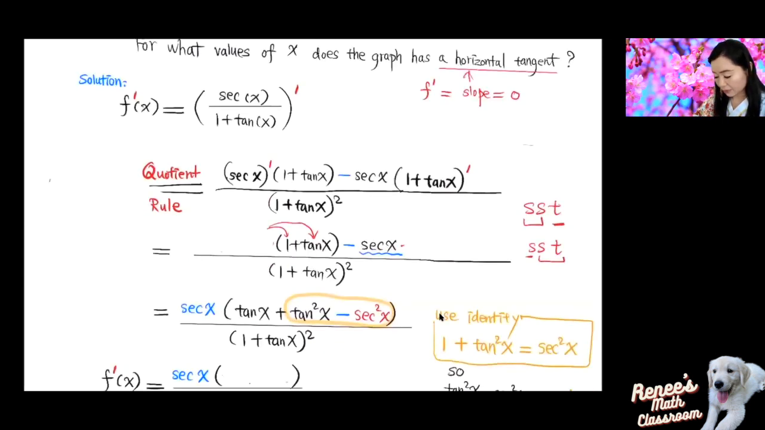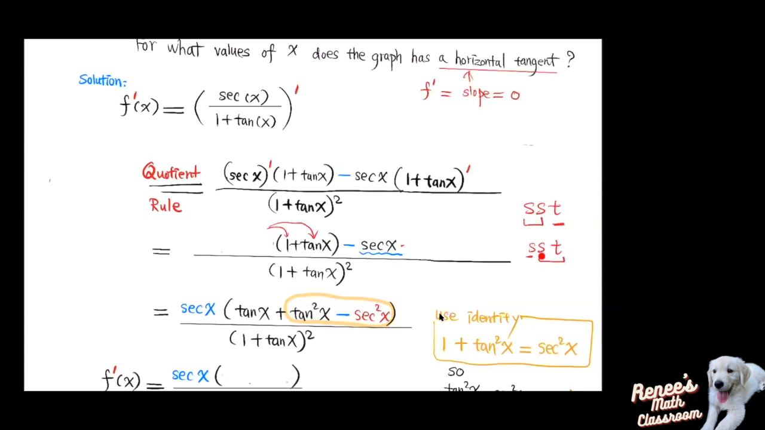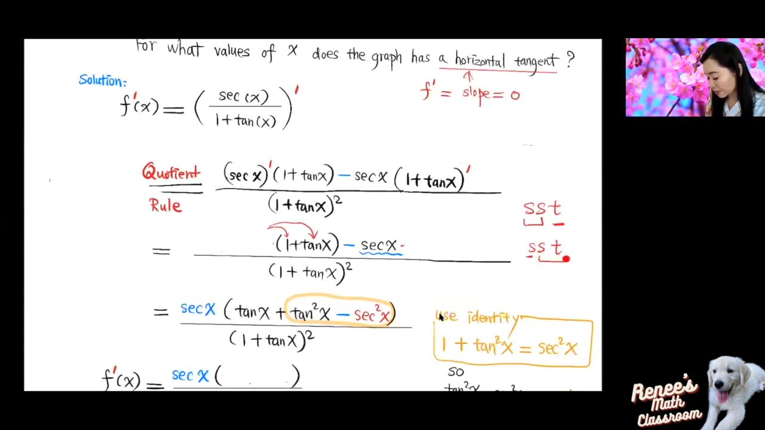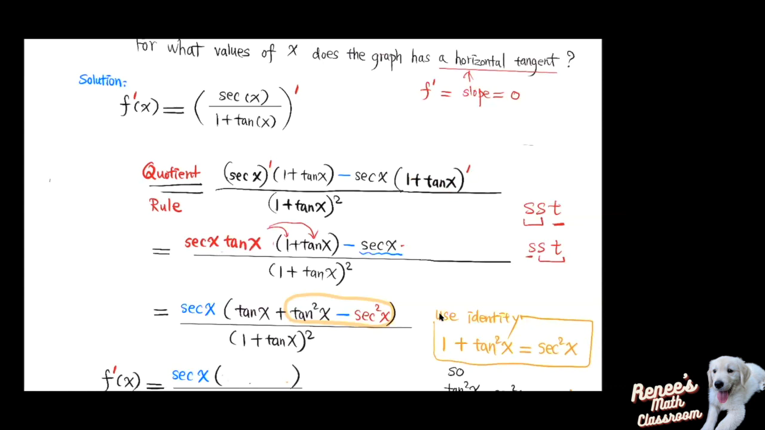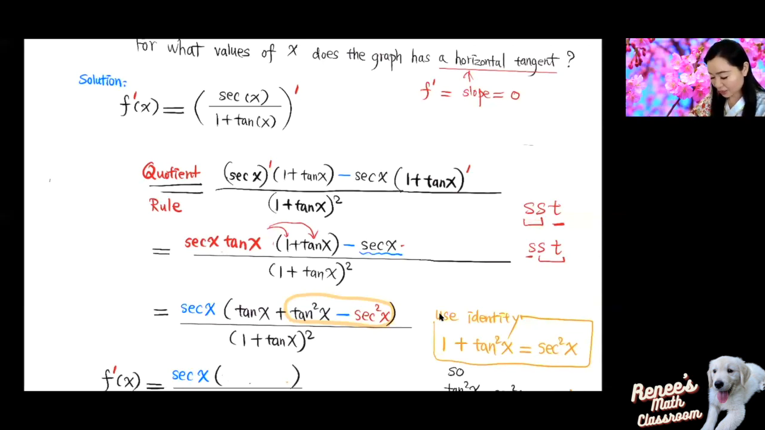So the derivative of secant, remember the SST rule. What's the derivative of secant? Everyone? The derivative of secant is what? Secant x times tangent x, right? Okay. So we'll have this secant x times tangent x. And the derivative of 1 is 0. The derivative of tangent x is what? Secant squared x. Secant squared x. We got it. Good job. Okay. So we have secant squared x.